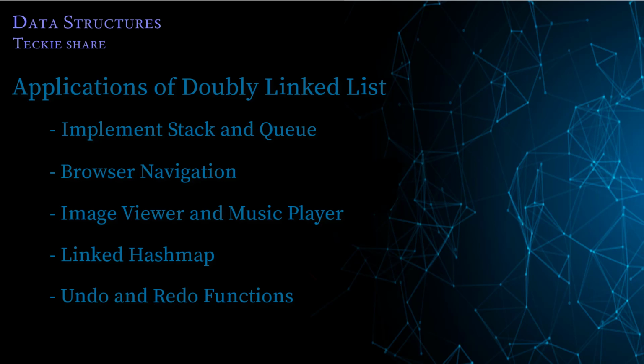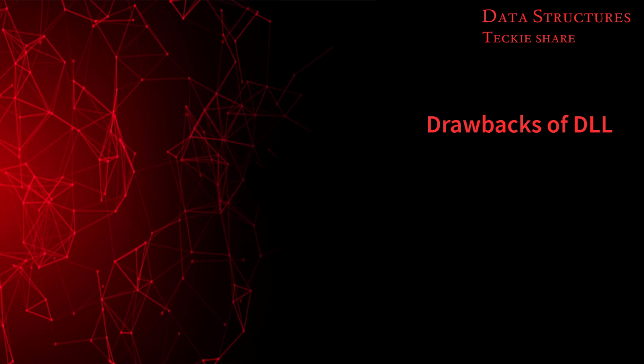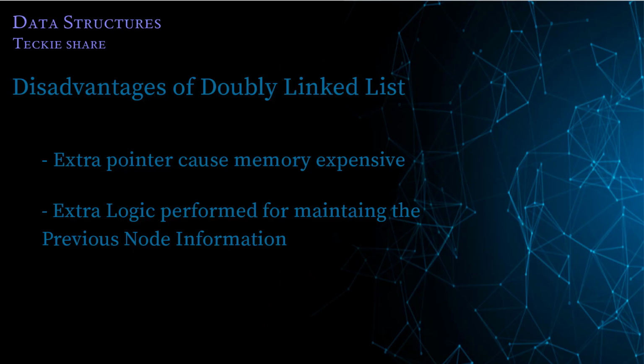Even though it has a lot of positive things, it has some disadvantages too. Let's understand the disadvantages of a doubly linked list. Here there will be an extra pointer for pointing to the previous element, so it needs extra space for recording the previous one. For every operation we need to maintain the previous element information too, so it requires some extra operations to maintain that previous element. These are the disadvantages of a doubly linked list.